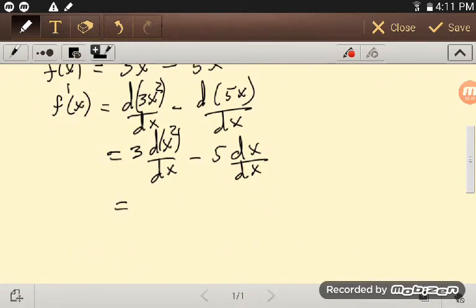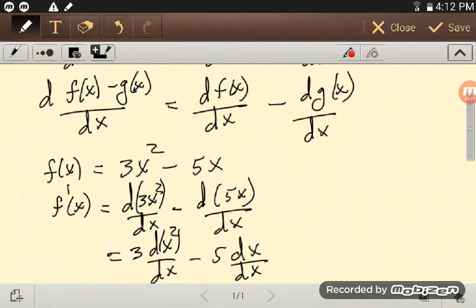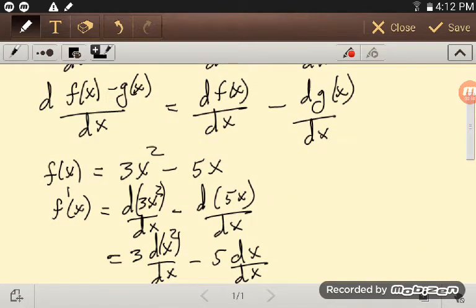And one nice thing about this notation is, what does dx over dx look like it ought to be? It seems like it ought to be 1. And it is, all right? But here, so we have 3 times 2x, and then minus 5 times 1. And so we get 6x minus 5. So that's using our sum or difference, and also our constant multiple rule. And so there you go.